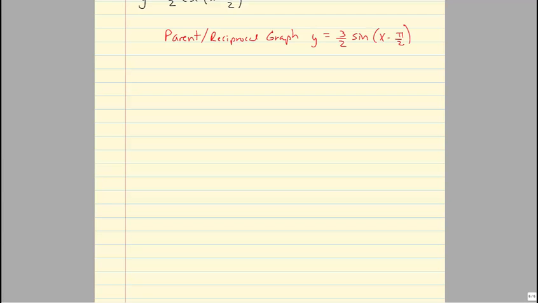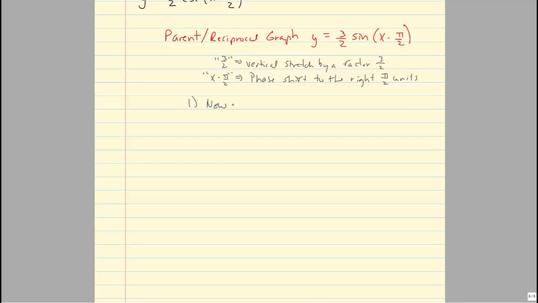So to get started, I see two transformations. I see the 3/2, which is a vertical stretch by a factor of 3/2. So our amplitude will change from 1 to 3/2 for the sine graph. And then I also see this x minus pi over 2. This is going to be a phase shift to the right pi over 2 units. So those are the two things that are coming up. But we're going to go ahead and go through this step by step.